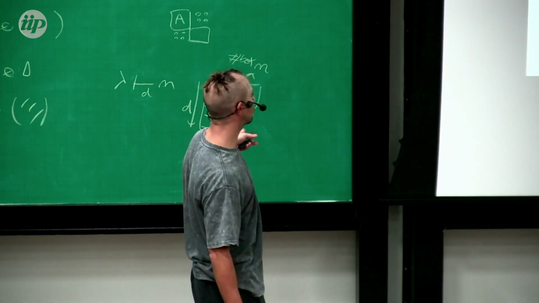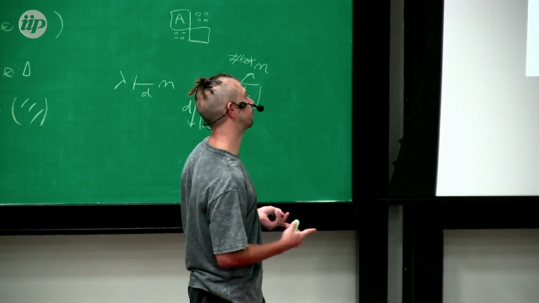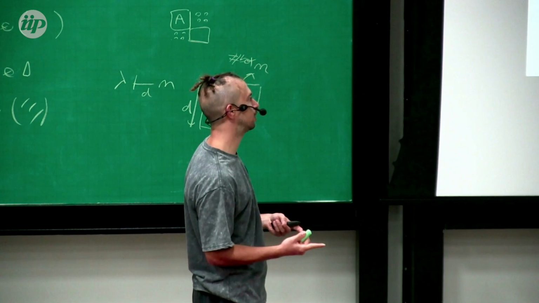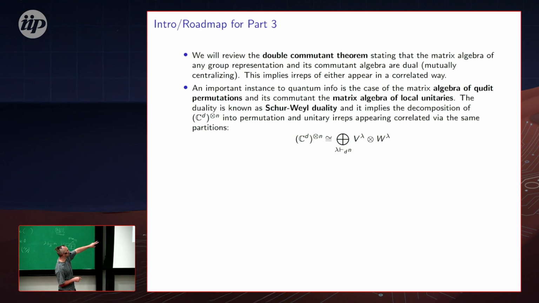And those things label, at the same time, irreps of the symmetric group and the unitary group. Moreover, the irreps that appear in the tensor are the same at the same time. That's very non-trivial. In this case, you're looking at this (C^d)^{⊗n} tensor as a module for the action of both things, permutations and unitaries.